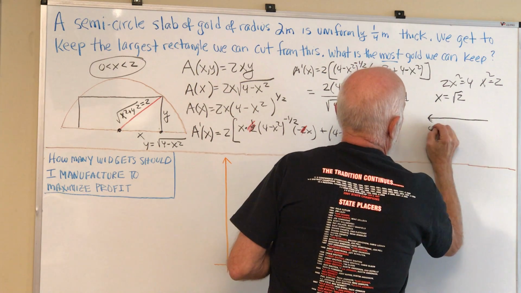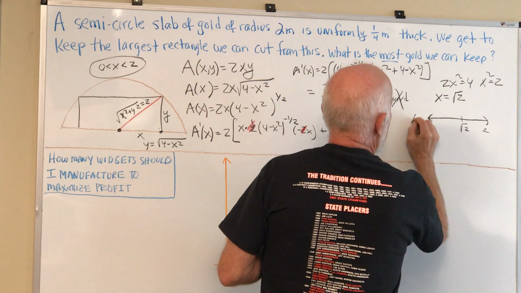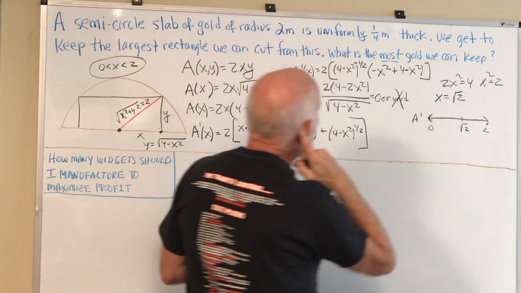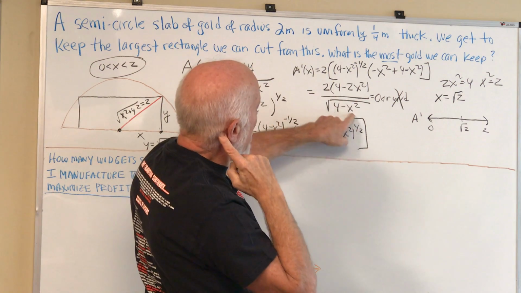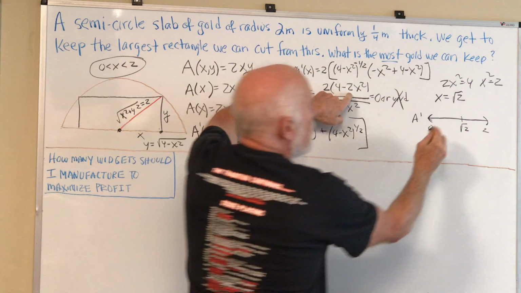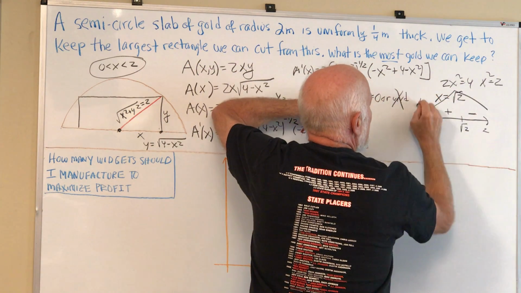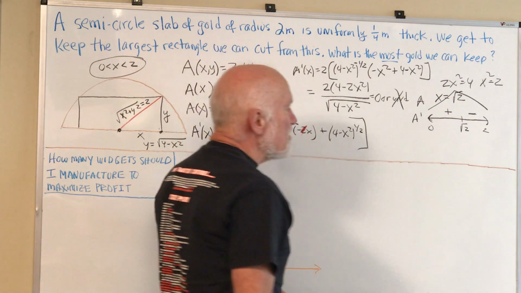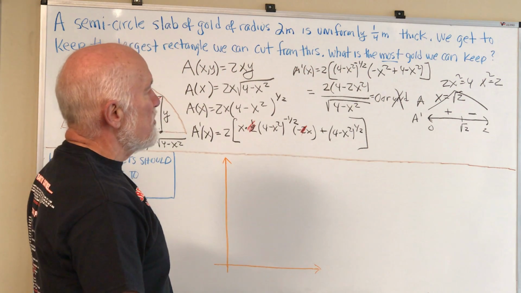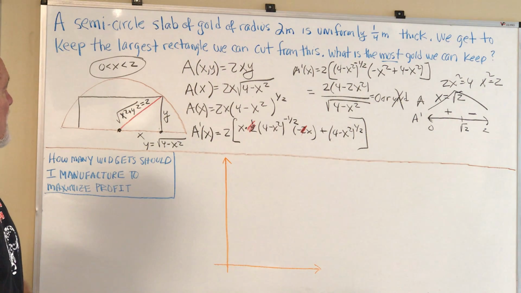Well, I can only go from 0 to 2. There's the square root of 2. Here's my derivative. And since this is always positive and this is always positive, when x is close to 0, this is positive and this is negative. So you can see that we do have an absolute maximum when x equals the square root of 2. So I pretty much finished this problem.